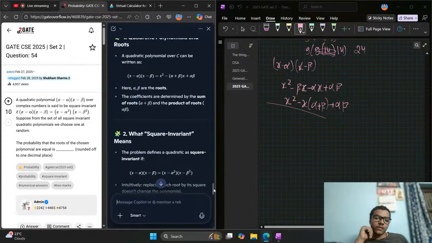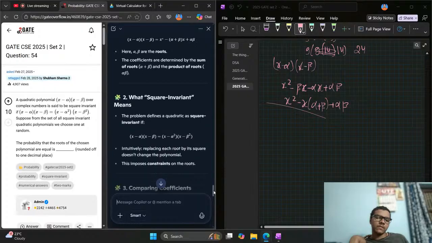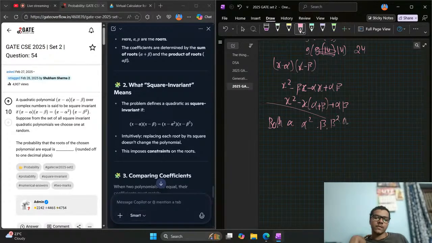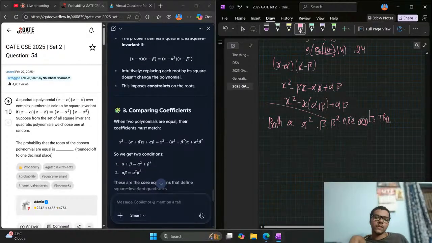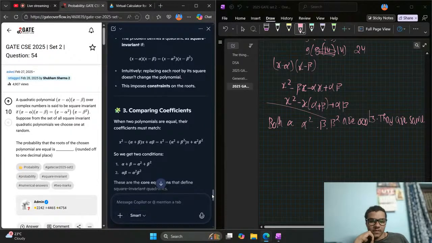The problem defines a quadratic as square invariant if you replace each root by its square and it does not change the polynomial. So this implies both alpha square and beta square are roots. They are the same. And two polynomials are equal, their coefficients match up. Their coefficients must match.